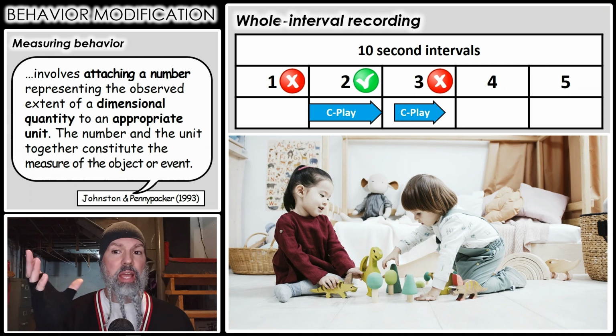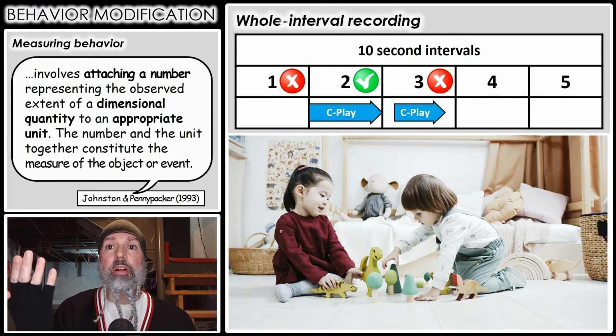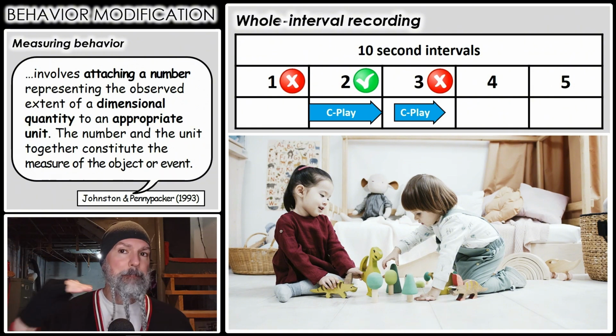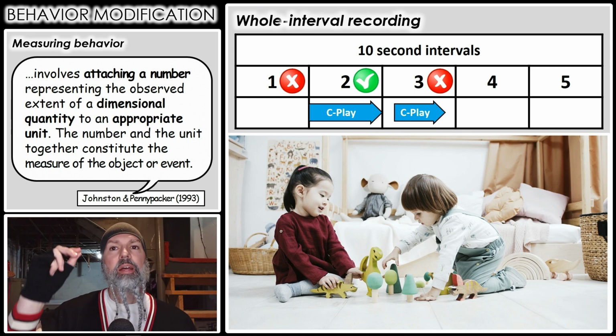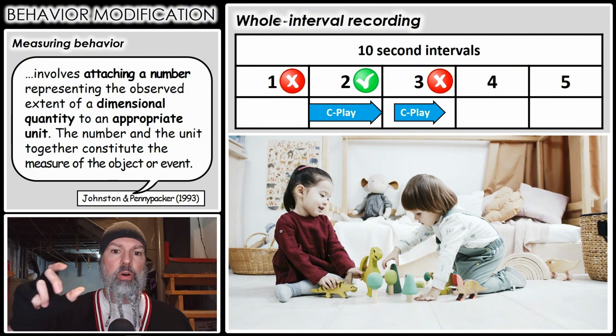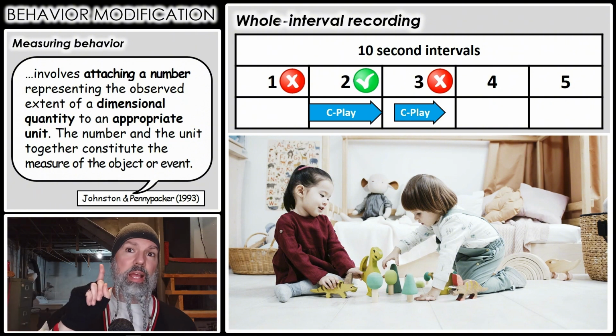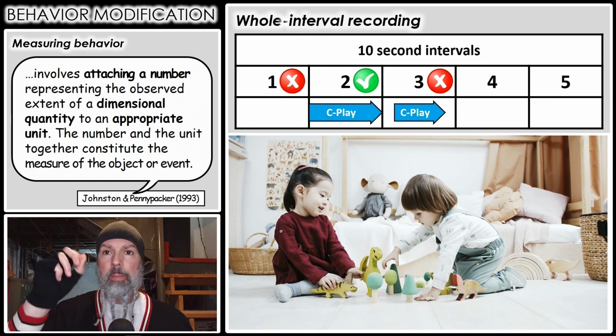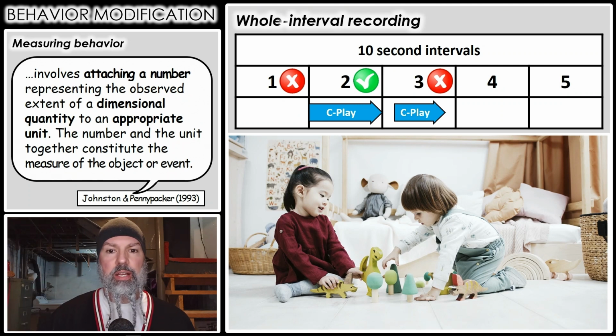Now, I know it's kind of counterintuitive. The behavior did occur during that interval. But again, this is a definition. This is a method of recording behavior. And in whole interval recording, a behavior is counted as occurring during an interval only if it's occurring at the beginning of the interval and continues to occur until the end of the interval. So in this case, we would indicate the behavior as not occurring during that interval.